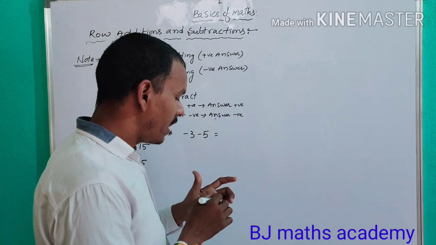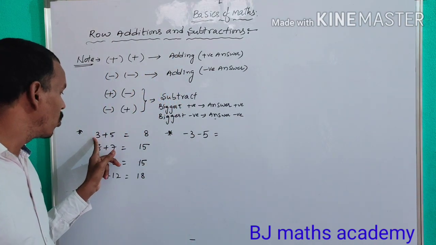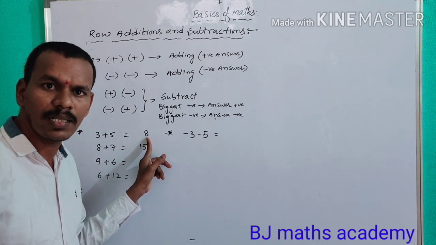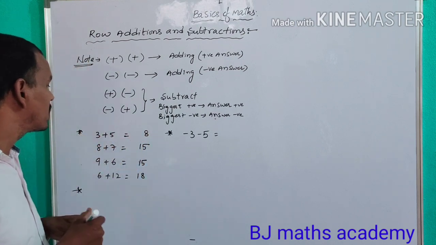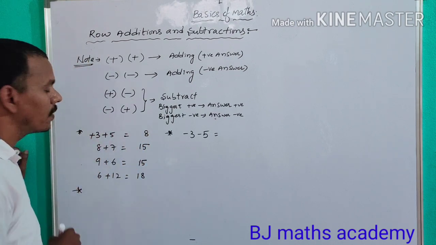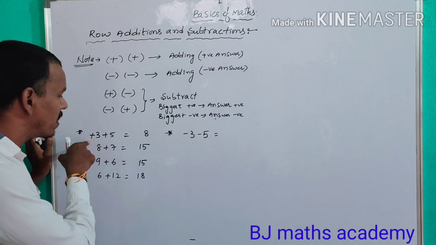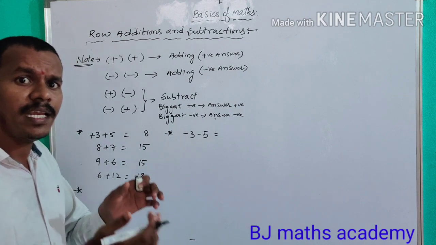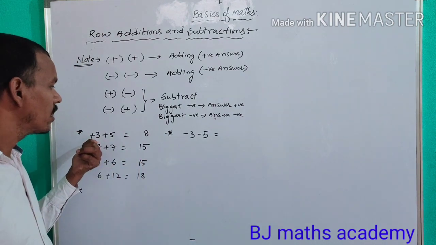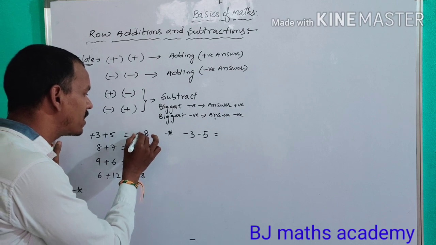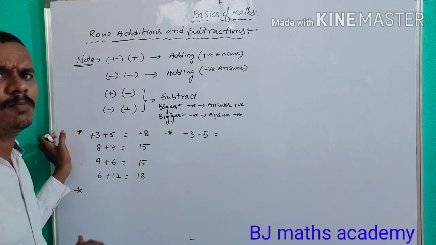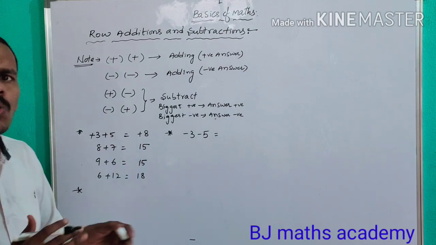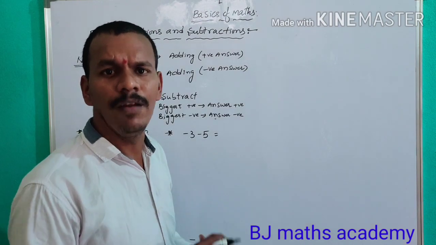Here we can assume 3 boys and 5 boys. Total 3 plus 5, 8 boys. Here 3 is nothing but plus 3, because before the number there is no sign, we assume it is plus. So 8 is nothing but plus 8. Plus is not mentioned before the number, but if there are two or three more numbers, then we can mention it in between.